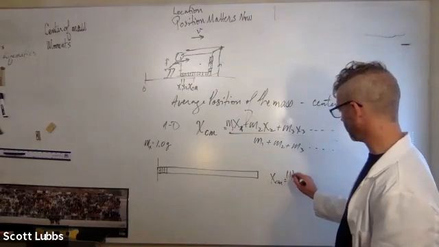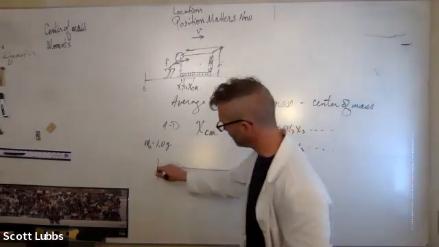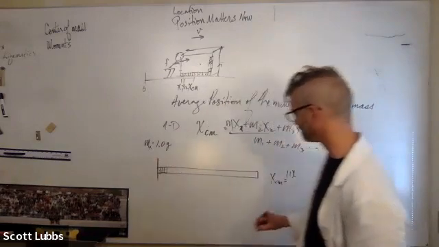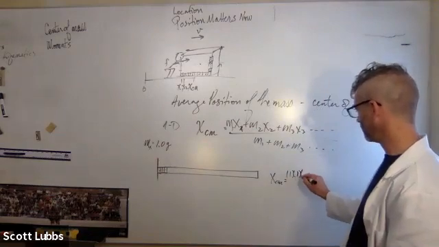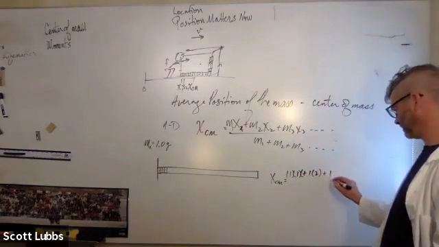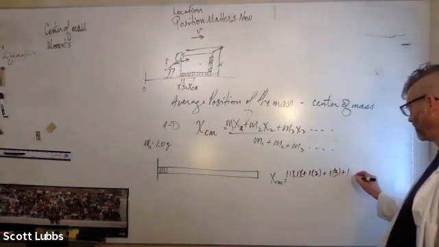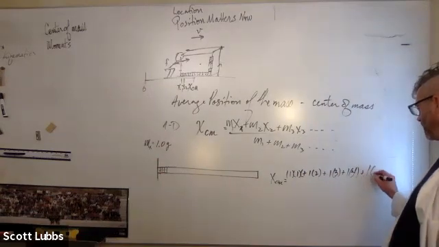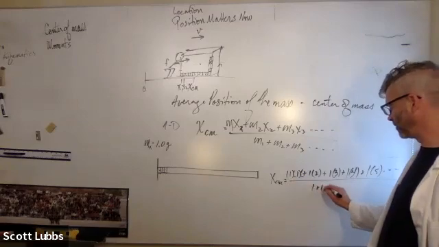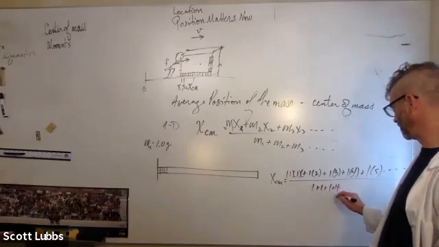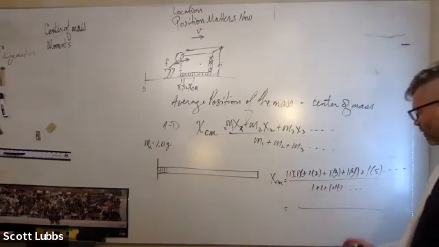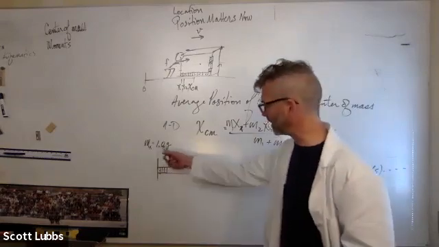So chunk 1 is 1 gram. The first one's going to be located at the 1 centimeter mark, plus 1 chunk at the 2 centimeter mark, plus 1 chunk at the 3 centimeter mark, plus 1 chunk at the 4 centimeter mark, plus 1 chunk at the 5 centimeter mark, and then I'm going to add up 1 plus 1 plus 1 plus 1 plus 1 plus 1. Notice this is the total mass. I've got 100 pieces that are each a gram.